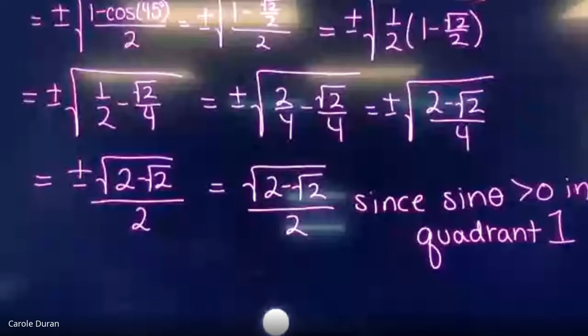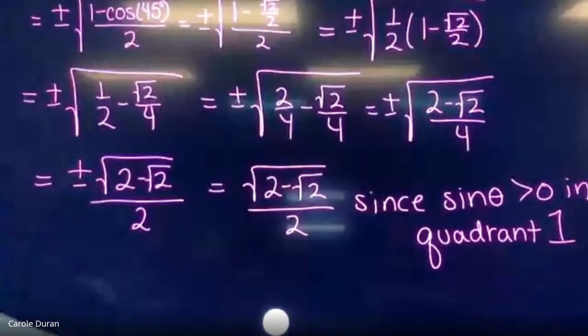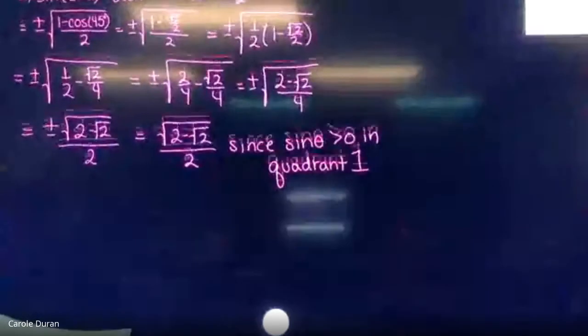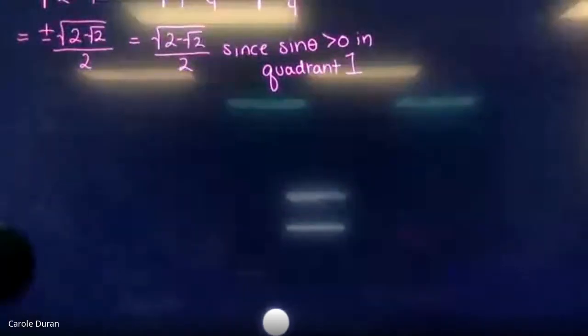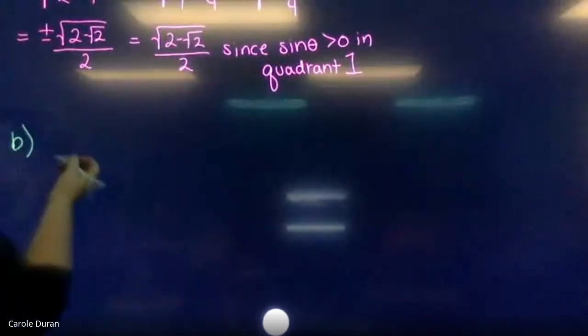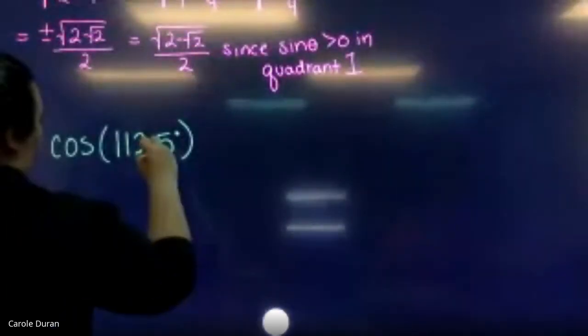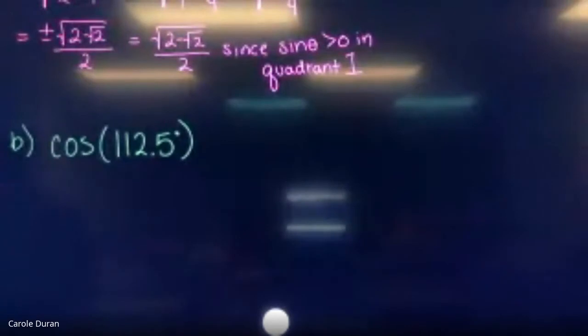Okay, we'll do one more and then we will give this one a break until tomorrow. So we're doing the same thing, except this time, I would like to use a half angle identity to find the value of cosine of 112.5 degrees.